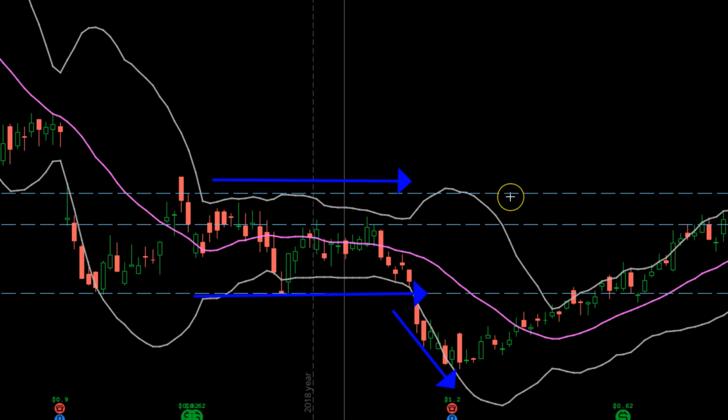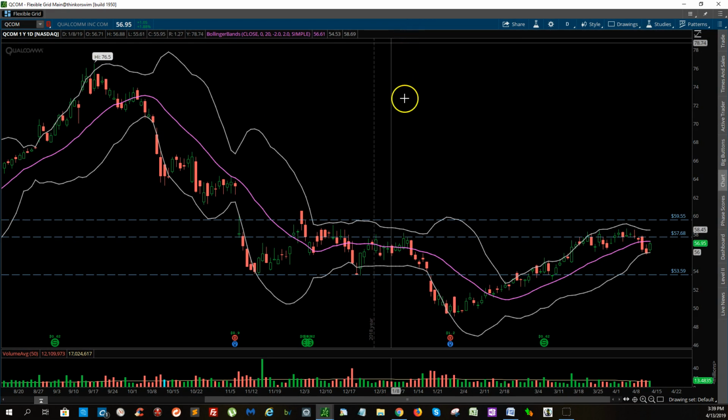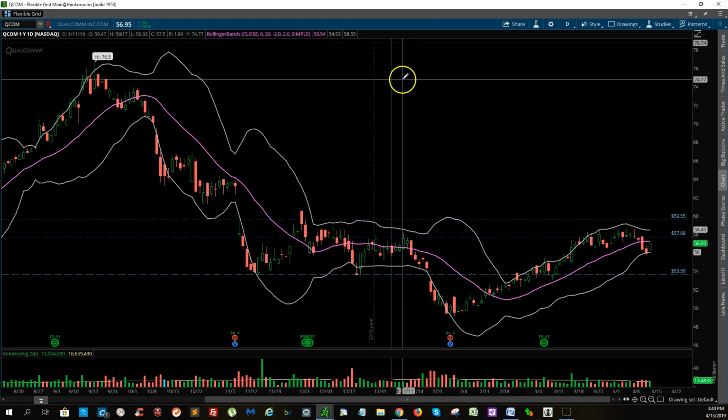And remember, what happens when volatility increases in the stock price? The Bollinger Bands, they expand. And that's how you can tell when volatility is in there. When they're tighter like this, the volatility is less. So very cool stuff. I hope you guys are picking up on this.